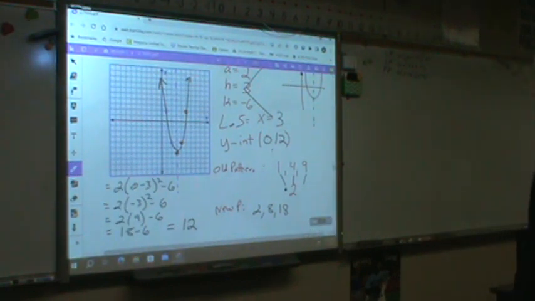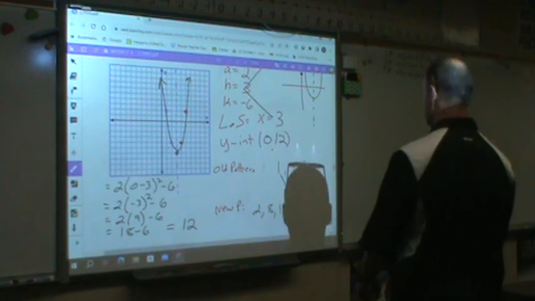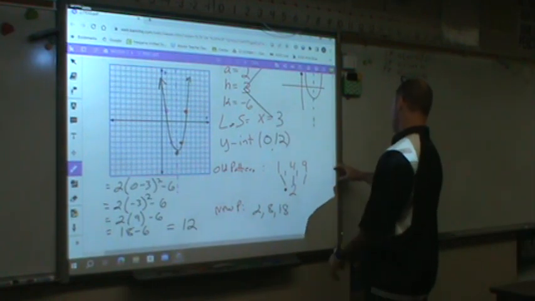Sometimes you might have to input 0. I think on most of the ones you'll have to do here shortly, you can find the y-intercept without doing that. But hey, you never know.